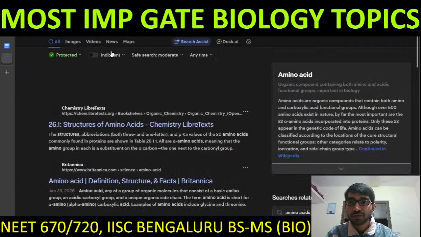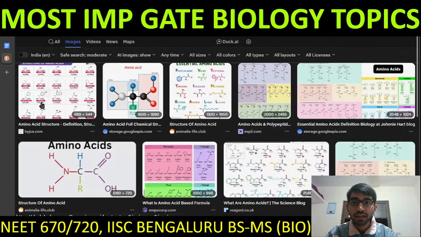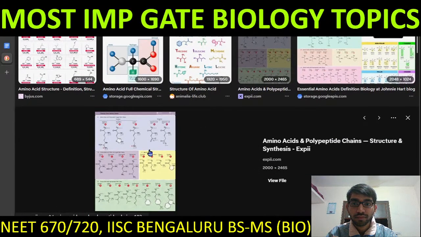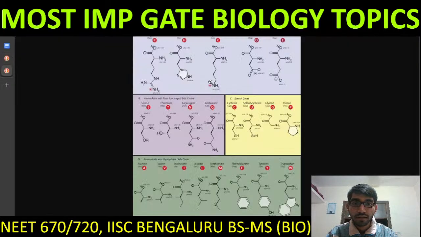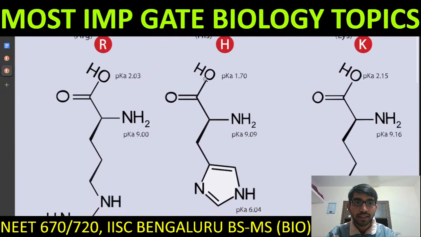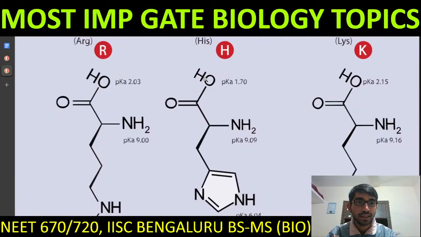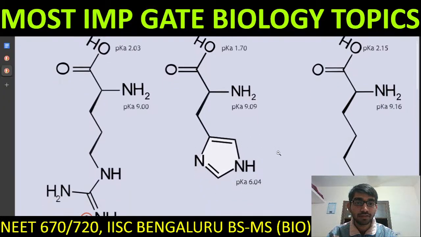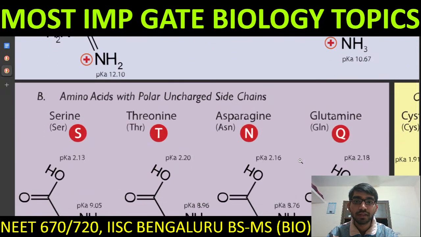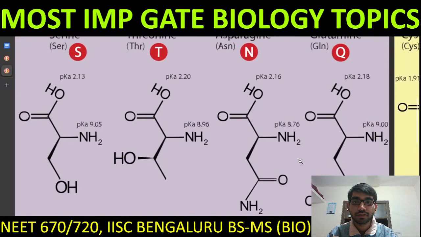Let me show you the structure of amino acids parallelly so that you can revise the structures as well. Here is the structure of different amino acids. These are the basic amino acids: arginine, histidine, and lysine. Remember, histidine also has this imidazole ring, because of which the pK becomes roughly 6. So histidine can be used as a buffer at physiological pH. We'll discuss this later, but I just wanted to remind you.